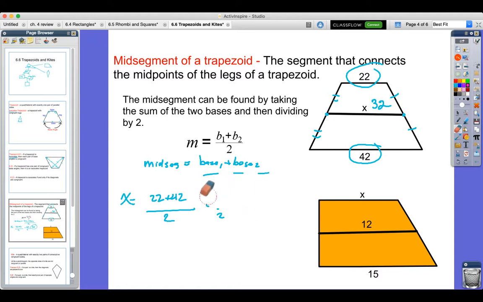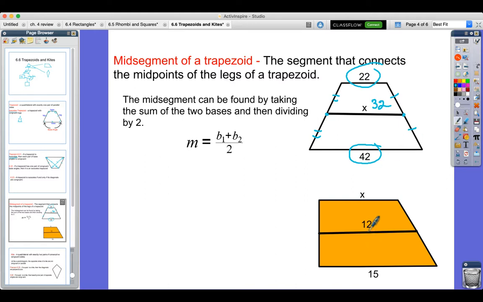Now, mathematically, the way we will work this particular problem down here, let's do the non-math way first, and then we'll do the math way to double check ourselves. So again, from 12 to 15, that's 3. So that means this will be 3 units less from here to here, making this 9. Well, let's double check that.